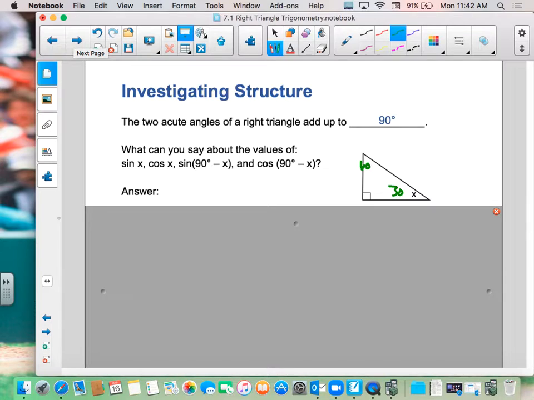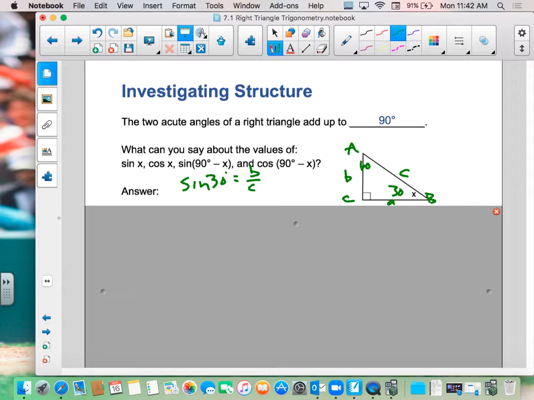You should notice a few things. If we label the sides A, B, and C, this would be C. We'll go A and B. This would be lowercase c, lowercase a. So the sine of 30 degrees is going to equal B over C.